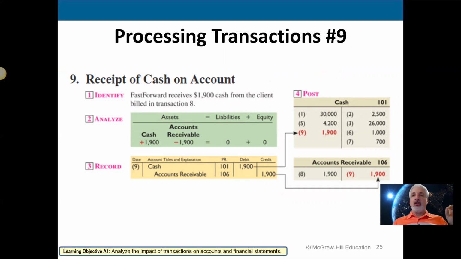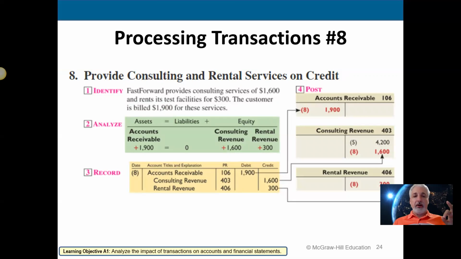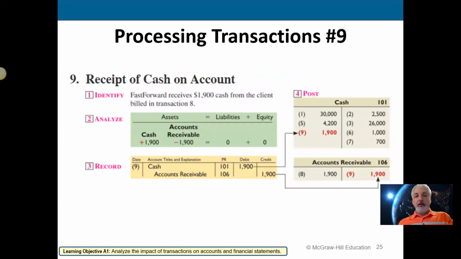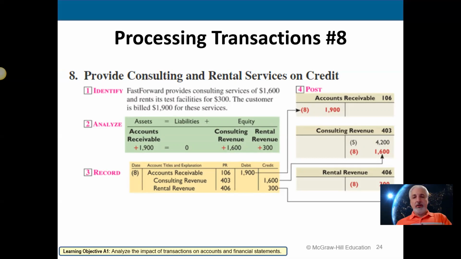We got the cash, but that doesn't mean our sales went up. We already took care of the sales up here. We recorded $1,900 in sales. $1,600 for consulting, $300 for rent. The sales are on the books. Revenue right now is $1,900. Cash was not affected at all, but receivables was. And here we just got paid. So our receivables went down, 1 asset down, and 1 asset up. So we're not going to recognize another $1,900 in revenue here. If we did, we'd be up to $3,800 in revenue, which would be nice, but not the reality.